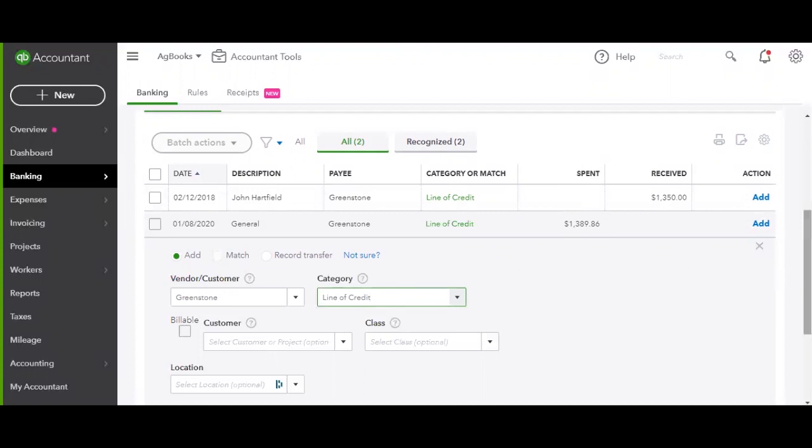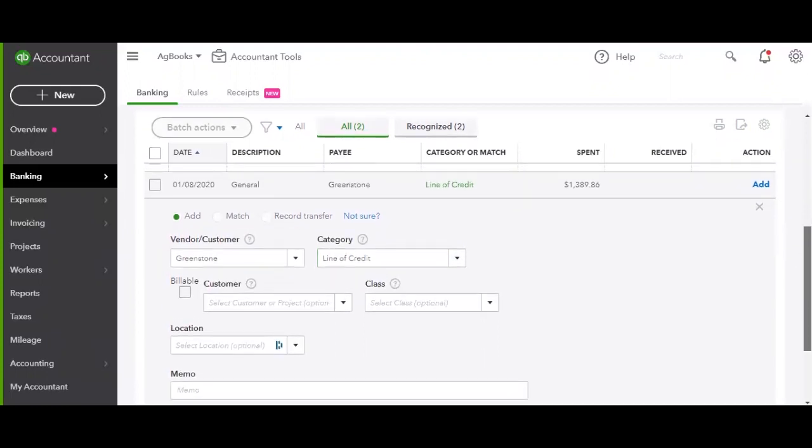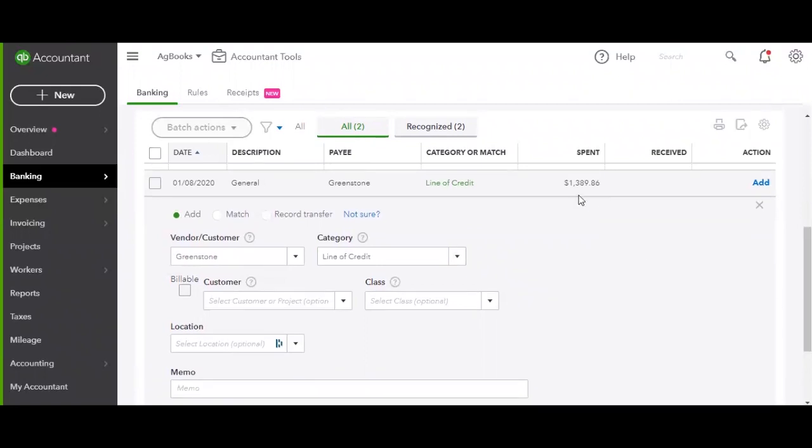Now let's take a look. Most of the time, I see a lot of clients failing to separate the interest from the principal payment. The principal is the only part that's going to decrease your liability. The interest is a deductible expense.